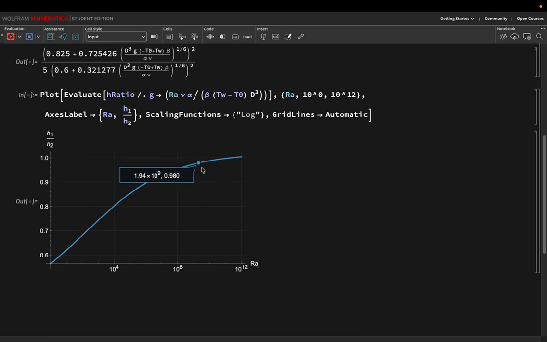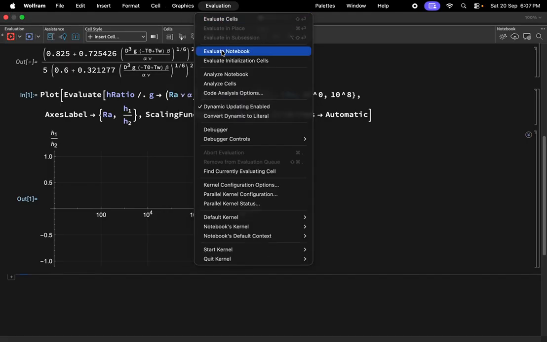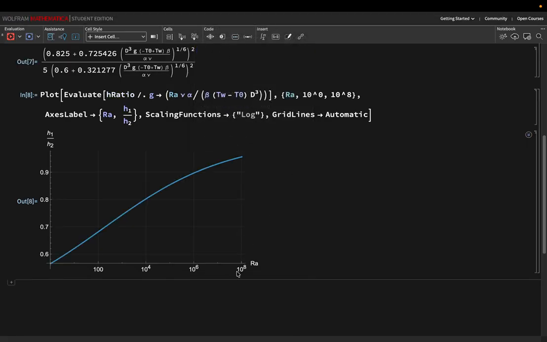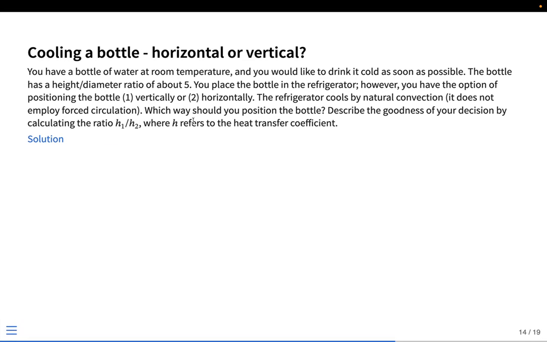Beyond 10 power 9, of course, in this particular plot, maybe I should have restricted it to 10 power 8 or so, because these correlations are not valid beyond that. Once you go around 10 power 8 or 10 power 9, the transition to turbulence will start and correlations cannot be used. So for this particular range of numbers, H1 by H2 is less than 1. The conclusion we can draw is that keeping a bottle horizontal will cool it faster than keeping it vertical.